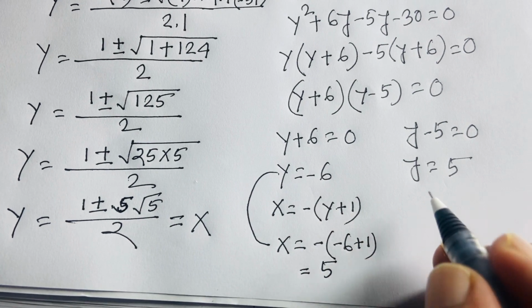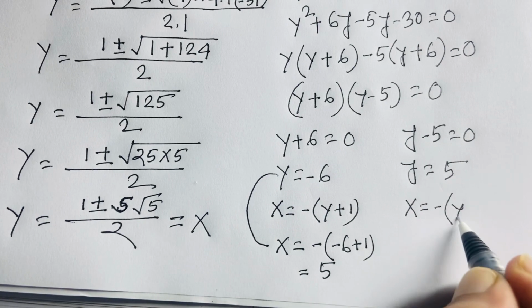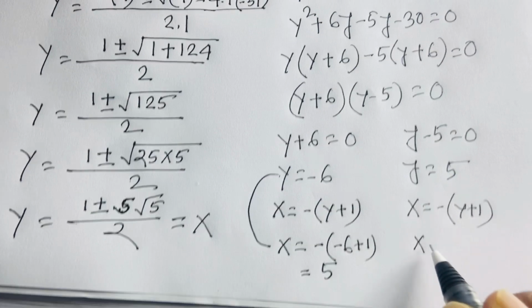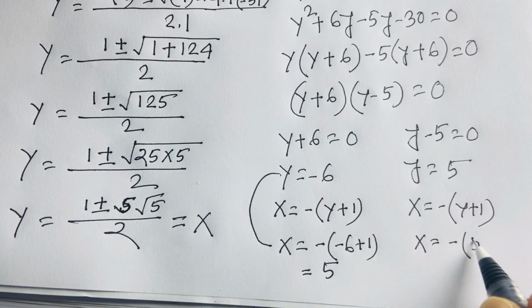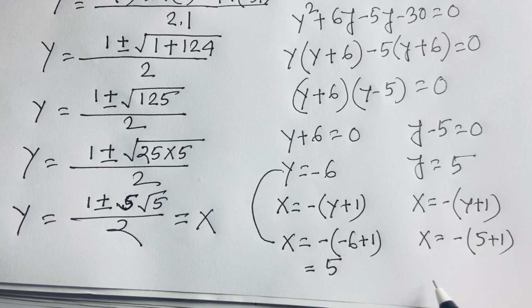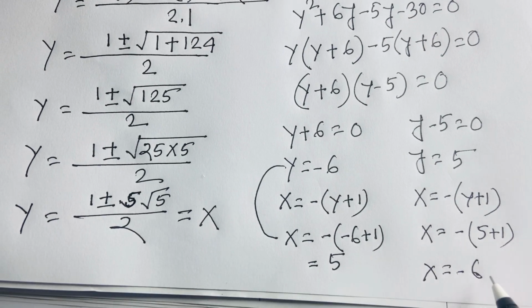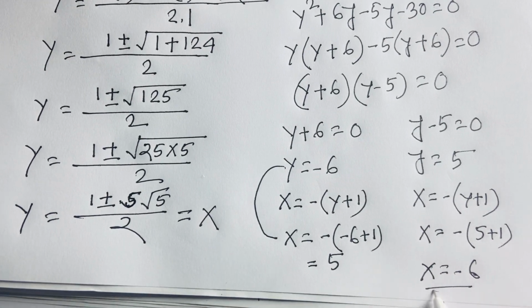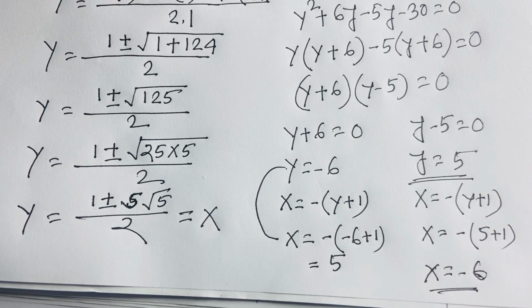And in the other case, our equation is x is equal to minus (y plus 1), so when y is 5, x is minus (5 plus 1). So in this case x is equal to minus 6. I mean, when x is equal to minus 6, this time y is equal to 5.